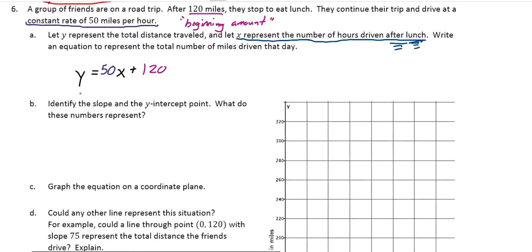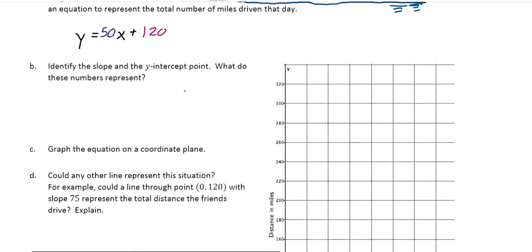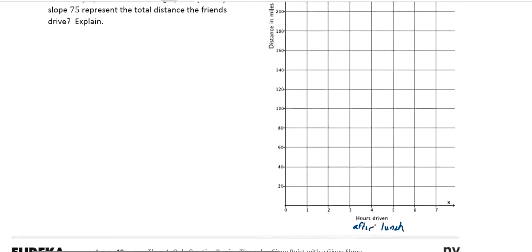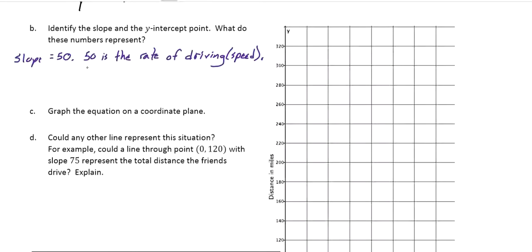All right, next part: identify the slope and the y-intercept point. What do these numbers represent? We kind of just talked about that. In this case, slope equals 50. 50 is the rate of driving. In other words, 50 is the speed. It's 50 miles per hour because x stands for hours. So 50 is the rate of driving.